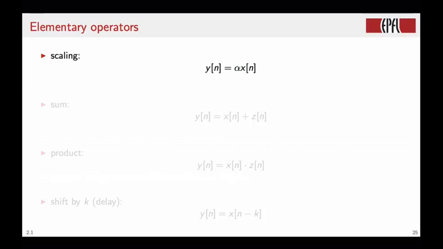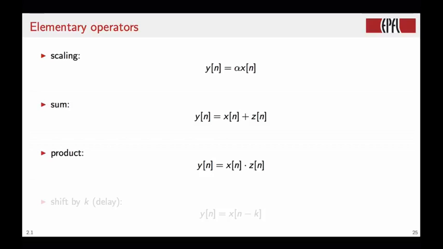Now that we have seen elementary signals, let's talk a little bit about operators. If we have a sequence, we can scale it by multiplying it with a scalar alpha. The natural thing is you have a sequence like this, you multiply it by 2, it's going to look the same, it's simply going to have amplitudes twice as large. The sum of two signals is obvious, you take two sequences and the result will be the sum of the two. The product of two sequences, same story, you take two sequences x[n], z[n], you multiply them term by term.